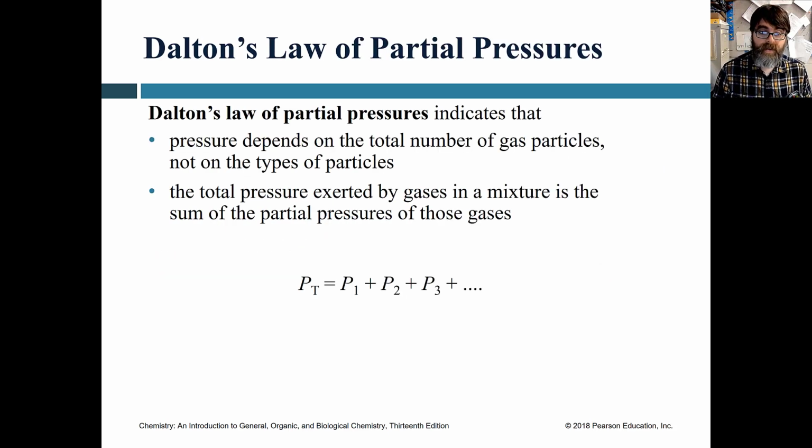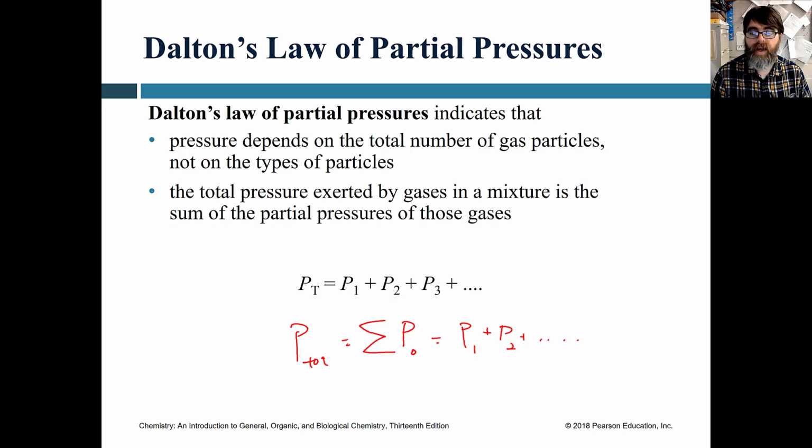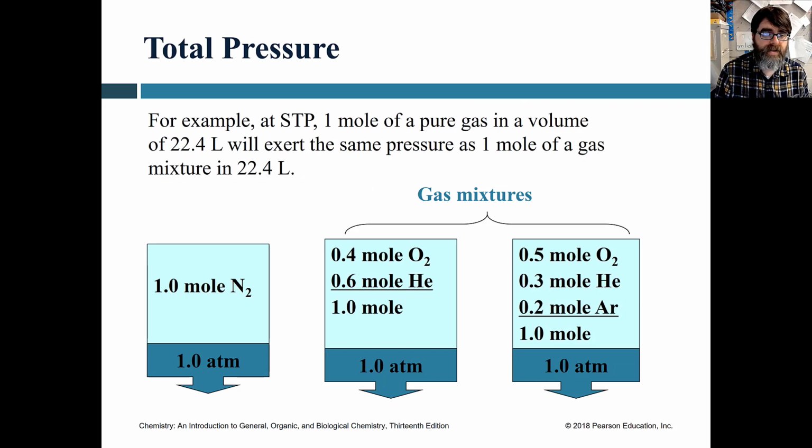So the formula for this is that the pressure total is equal to, I'm going to use the mathematical symbol here for sum of all the pressures. And usually we put some kind of notation down here for the different pressures, but it's the sum of all the pressures. Well, that means it's really the pressure of gas 1 plus the pressure of gas 2, and if you have more gases, so on and so forth. That is it.